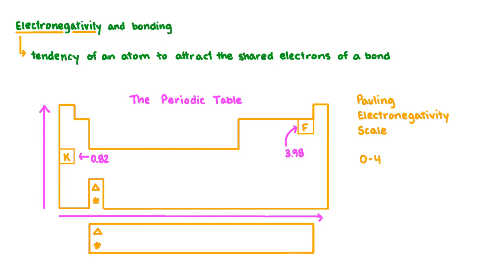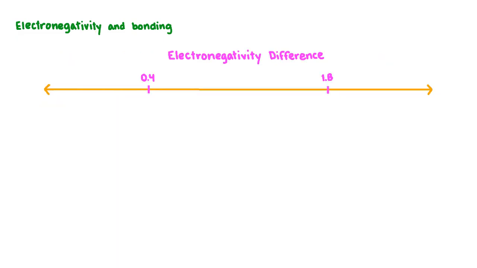The difference in the electronegativity values of bonded atoms can be used to determine whether the bond tends to have ionic, polar, or nonpolar characteristics. When the electronegativity difference between two bonded atoms is less than 0.4, the bond tends to be nonpolar. When the difference is greater than 1.8, the bond tends to be ionic. And when the difference is between 0.4 and 1.8, the bond tends to be polar.